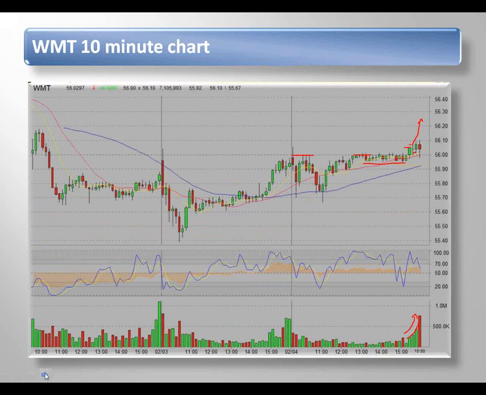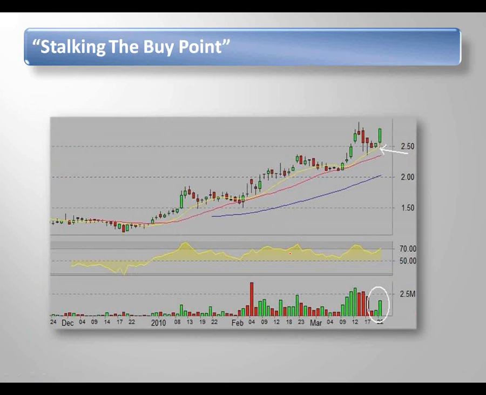Okay, so there's the Walmart entry again, using the 10-minute chart. Less noise, good volume, range breakout. Anticipate, hopefully Monday we'll get our move. Stalking the buy point here. Again, I've highlighted that square. This is an actual trade in Joe Z.